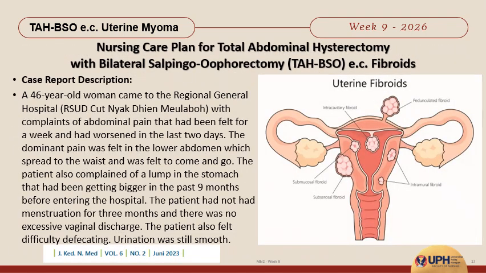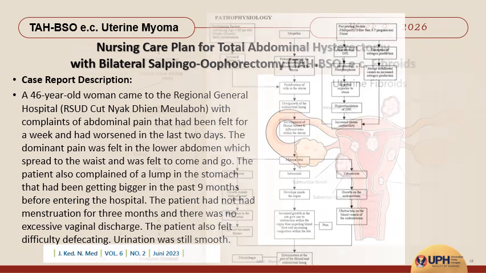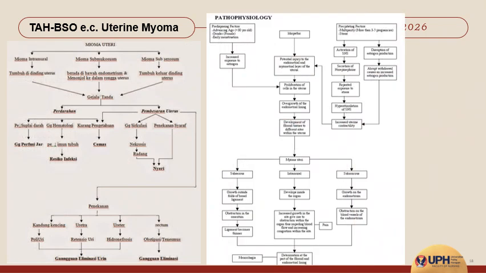Now, this is a case report. It's a 46-year-old woman coming to the hospital with abdominal pain. She felt it for a week, and it worsened in the last 2 days. She also felt like there are lumps in the stomach that have been getting bigger over the past 9 months, and there's been no menstruation for the past 3 months. There's no excessive vaginal discharge, but it's very uncomfortable, and she has difficulties defecating as well. So think about what you can do for this patient.